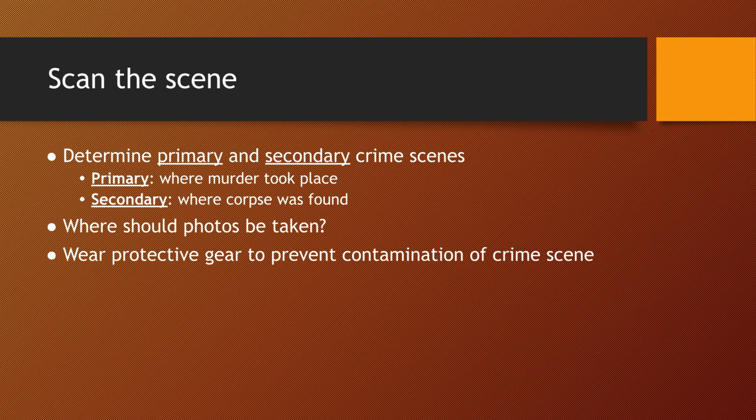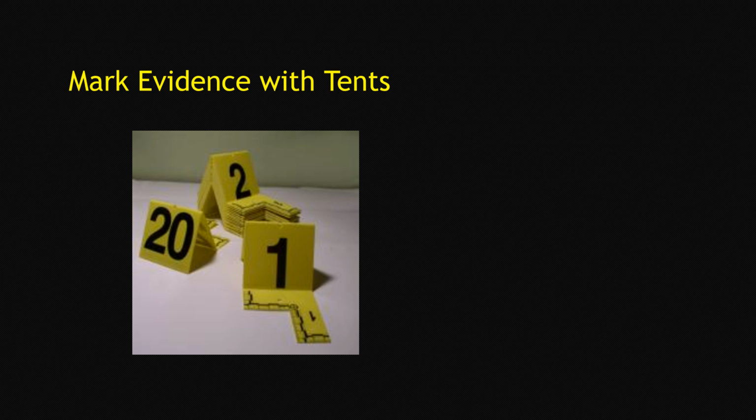The third S is to scan the scene. Determine the primary crime scene, where the crime took place, and the secondary crime scene, such as where a body was found. Always wear protective gear to prevent scene contamination. During the scan, mark evidence with tents to easily identify and document their locations before collection. This is a crucial step for accurately recording the scene.